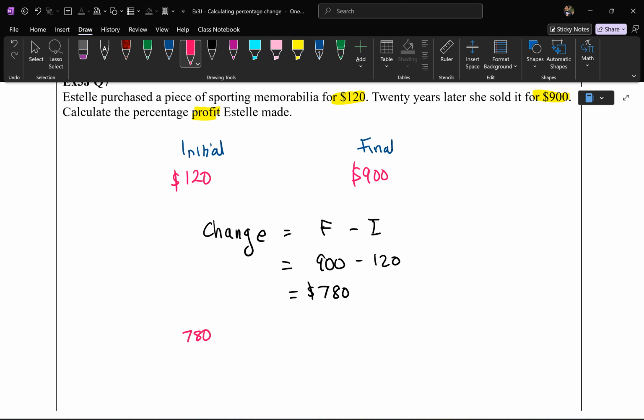$780 out of what? Out of 900. No. See what I said? So this is a very common one. A lot of students will pick and choose. Always start off with what you have. You have 120. The 900 is a future thing.